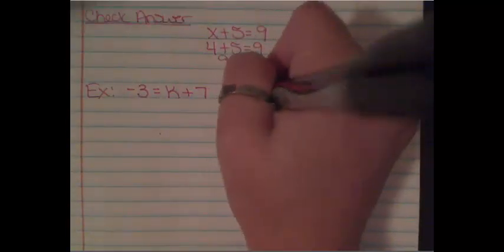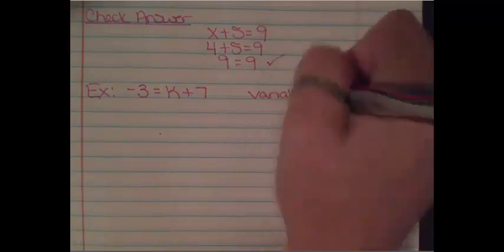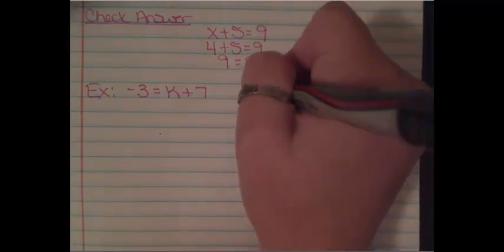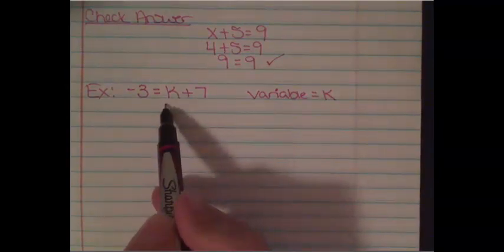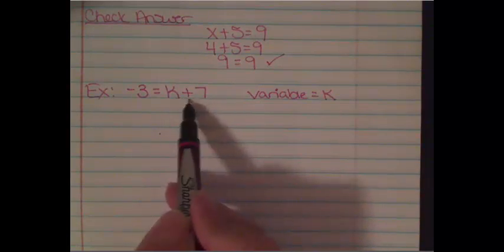Example, we have negative 3 equals k plus 7. So our variable in this case is our k. It can be any letter under the sun, but most of the time you're going to see x's and y's. In this case though, they decided k was a good one. So we need to get k by itself. So the only thing on that side with k is the plus 7.